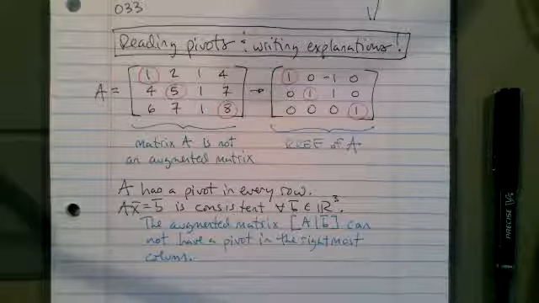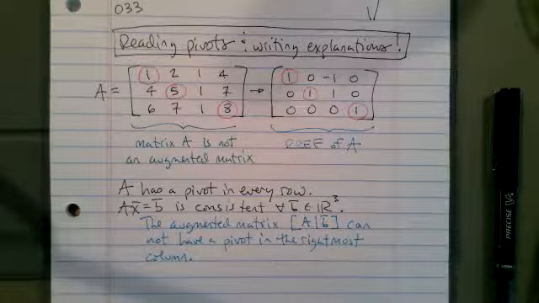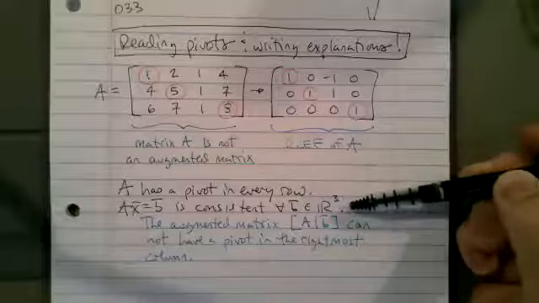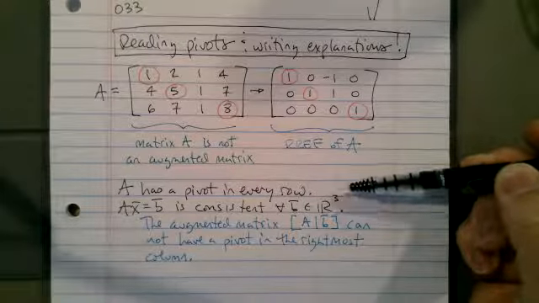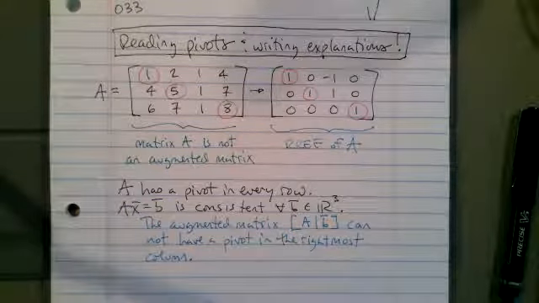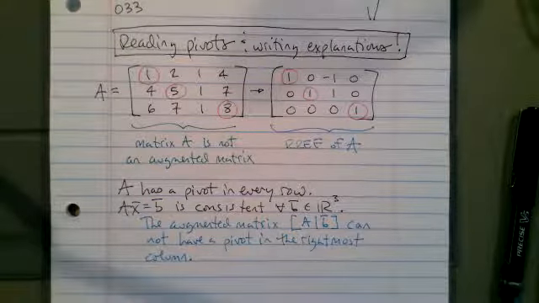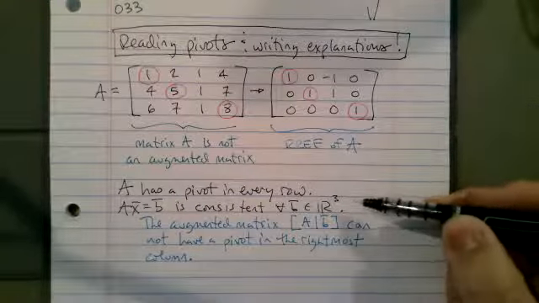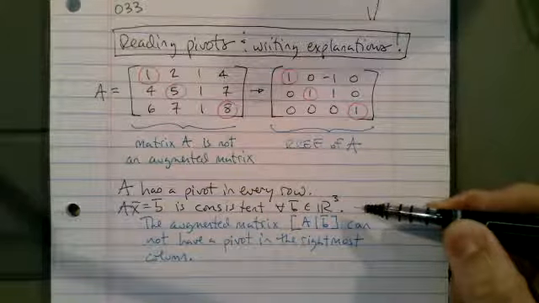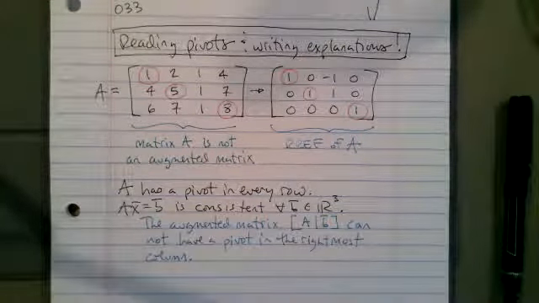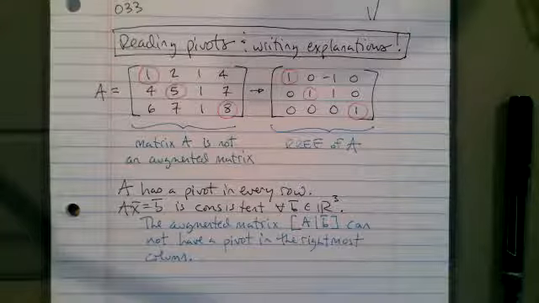So the reason that AX equals B is consistent for all B in R3 is that A has a pivot in each row. We can only make this conclusion based on the pivots in every row. Some of you were trying to bring in linear independence. Linear independence will not have anything to do with whether this equation is consistent or not. There's a lot of crossover between how things work, not in this case.